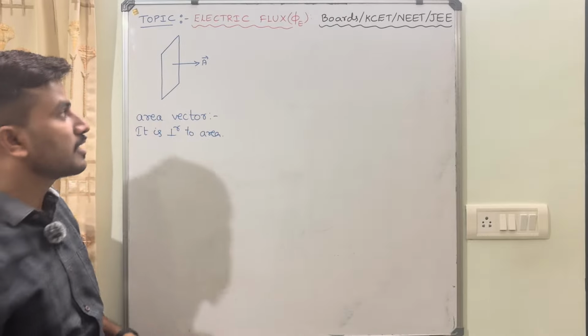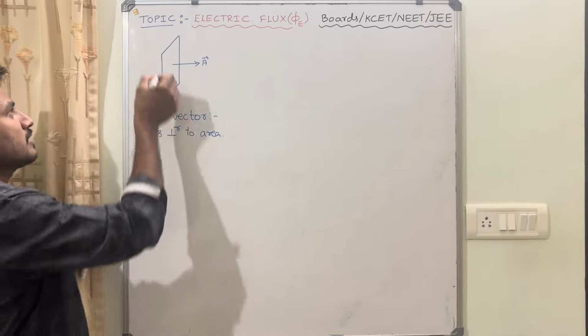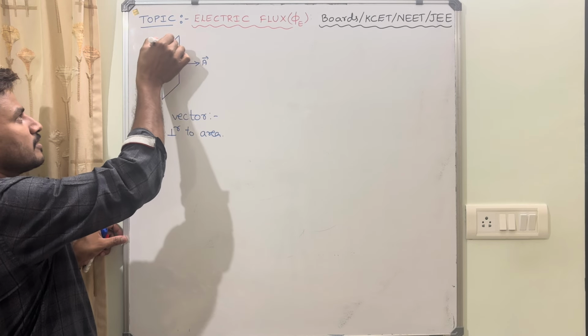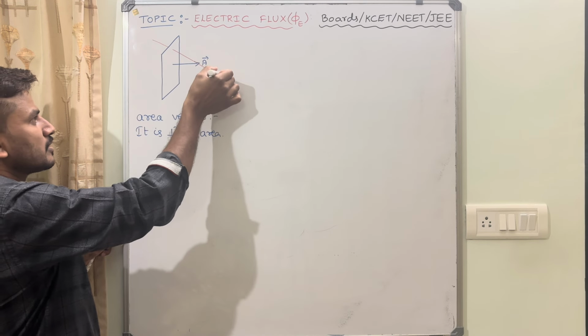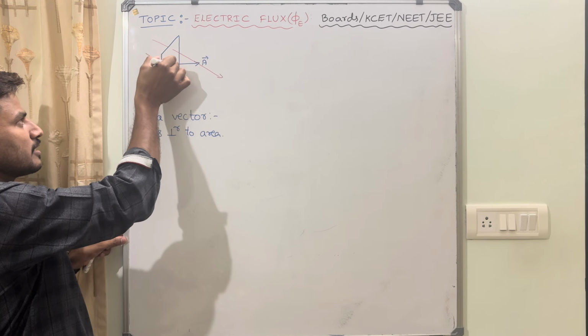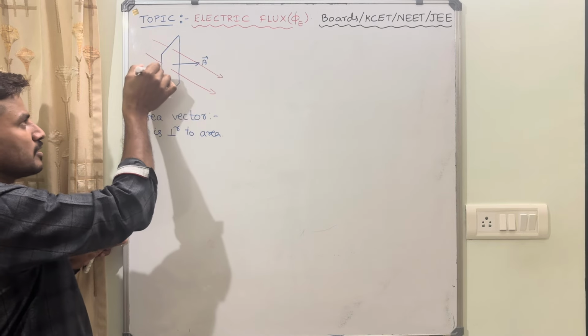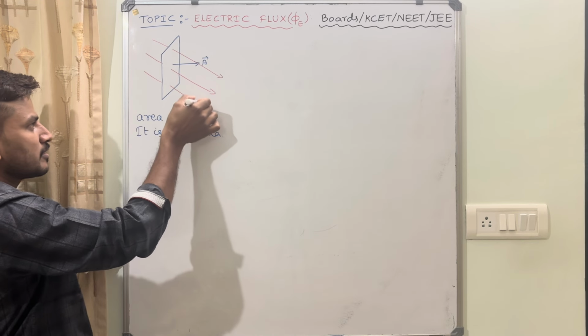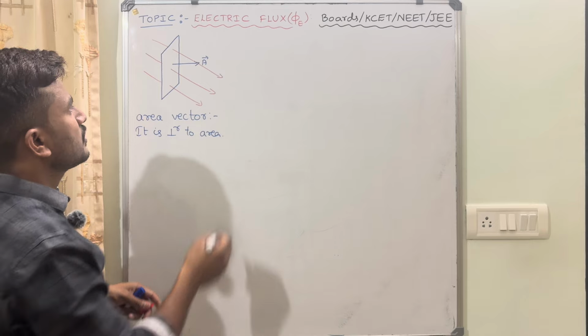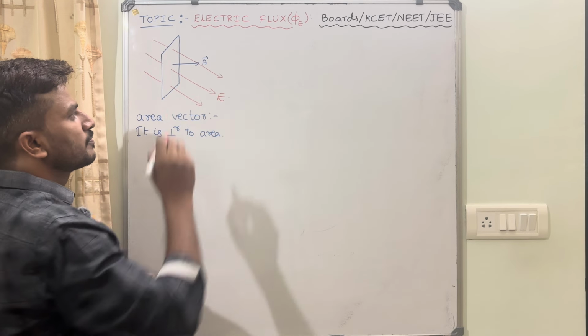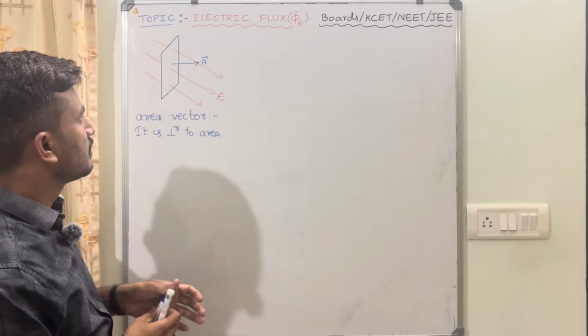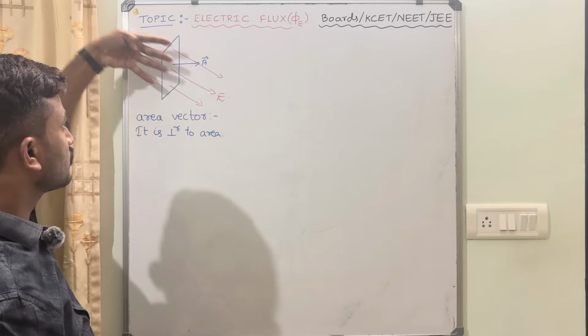Now let us consider there are electric field lines entering this area and moving in this direction. So this is the electric field line. These are the electric field lines which are passing through this area.